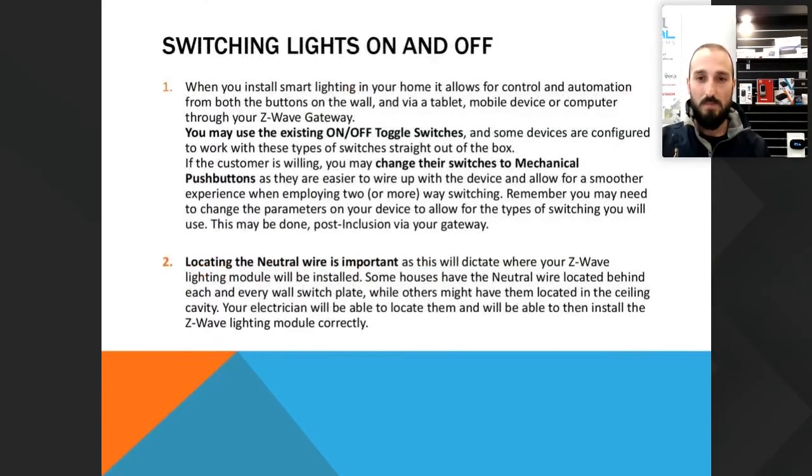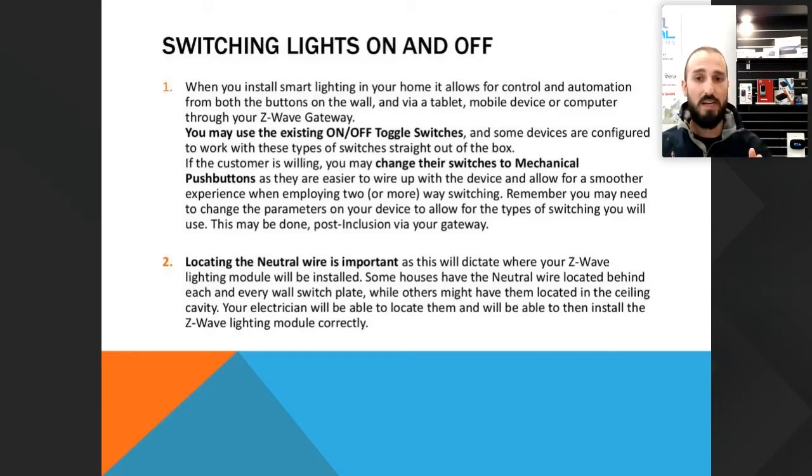So, as you can see, a little bit text heavy, but I'll summarize it there for you. Essentially, when you're installing a lighting module inside your home, the reason why we say it's better to go over to a mechanical push button is that it allows for a smoother experience when you're employing two-way switching or three-way switching, or multiples of that. That is pretty common in most people's homes.